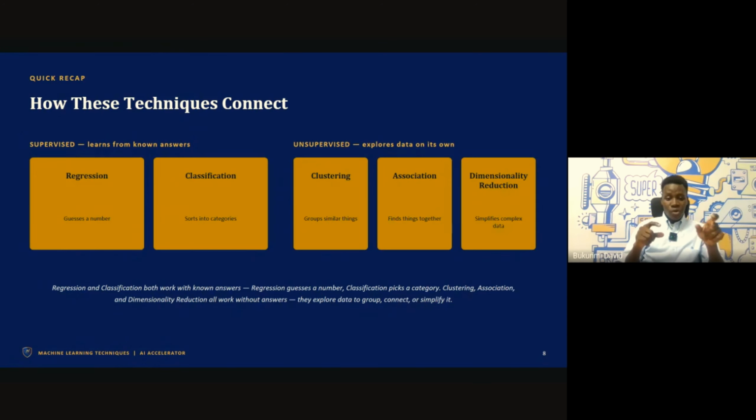Regression guesses a number, classification picks a category. Clustering, association, and dimensionality reduction all work without answers. They explore data to group, connect, or simplify it.